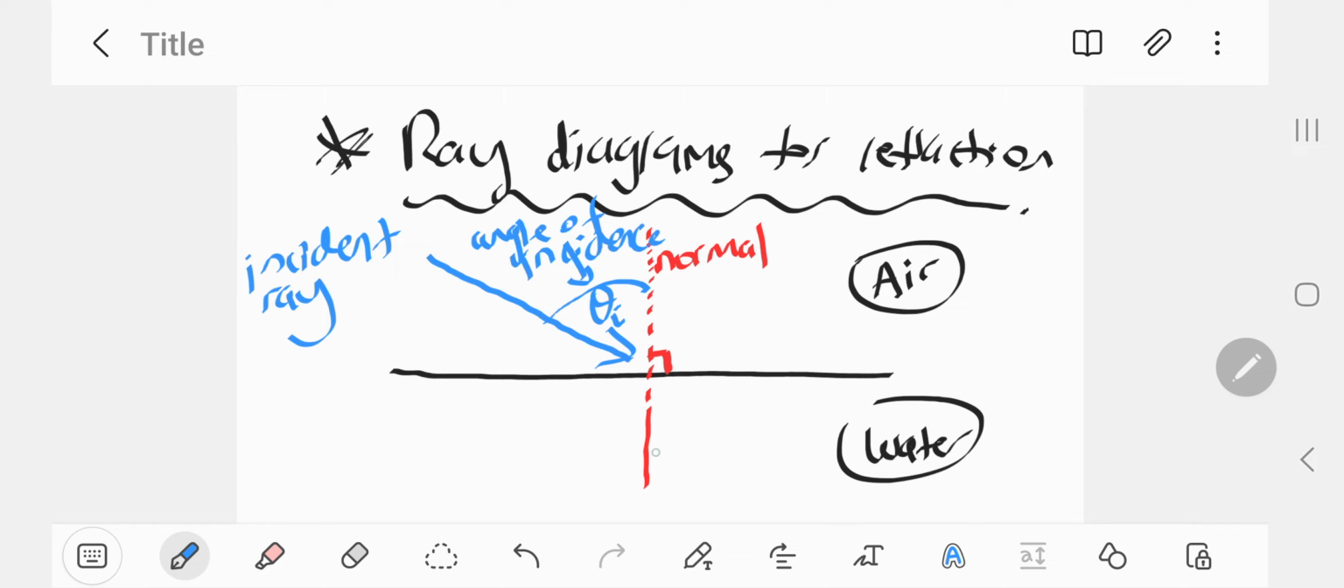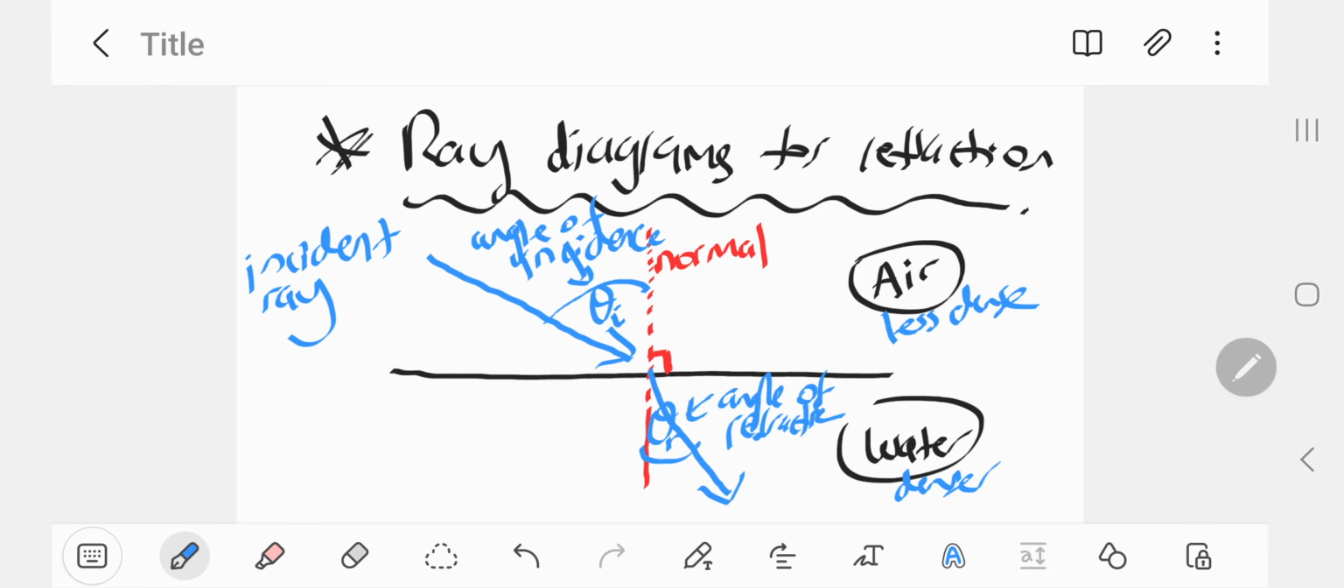Okay, what happens? Well, air is actually less dense than water. Okay, water is denser. So light actually travels at different speeds in different mediums. So the incident ray refracts, it bends towards the normal. Okay, towards this red vertical line. And the angle between the refracted ray and the normal is called theta sub r. That's called the angle of refraction.